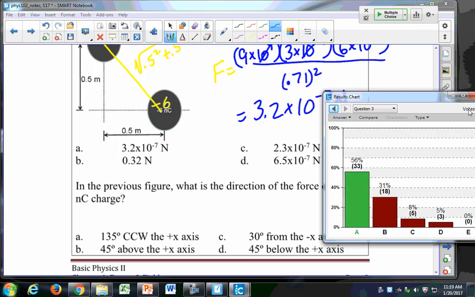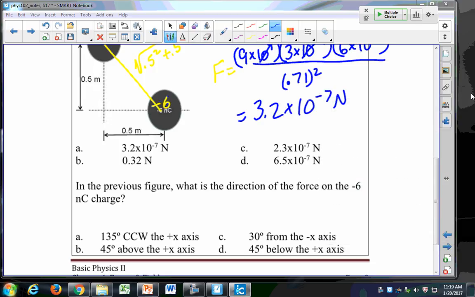A is right. I understand why you put B, but watch the words there, because if it was B, the force would be over here. That would be 45 degrees. And the force is not in that direction. Instead, the force is attractive, and so it's going to be in that direction on the minus 6 nanocoulomb charge. And this angle, because it's an equilateral right triangle, is 45 degrees. So that's 45 degrees above the negative x-axis.